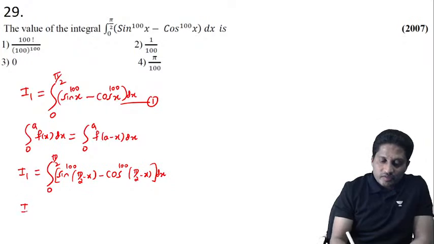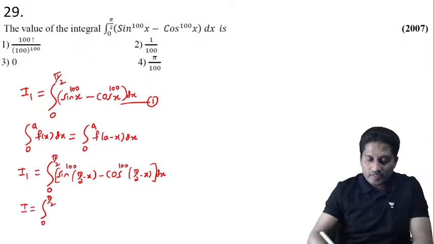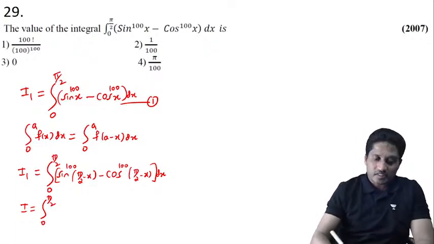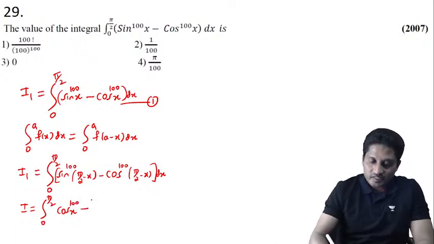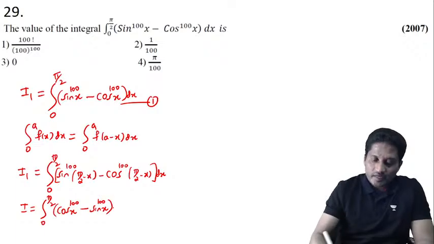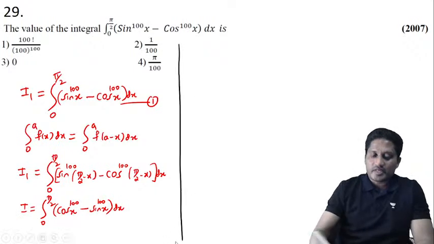Okay, now I is equal to integral from 0 to pi by 2 of cos of (90 minus x), sin of (90 minus x) is cos x, right? This is cos x to the power of 100, and cos of (90 minus x) is sin x, right? So this is sin x to the power of 100, right? And now I'm going to take minus common. Is it clear, guys? I just take minus common.